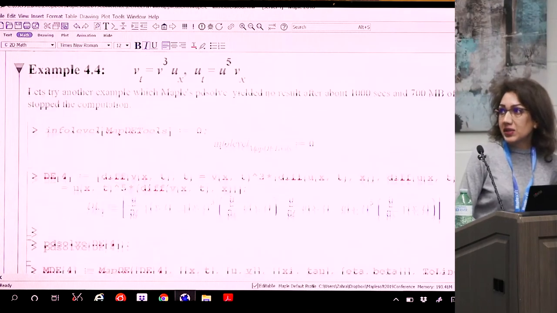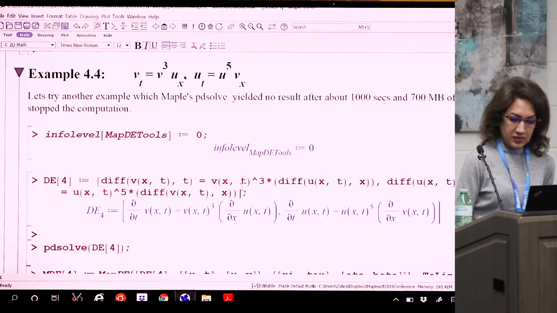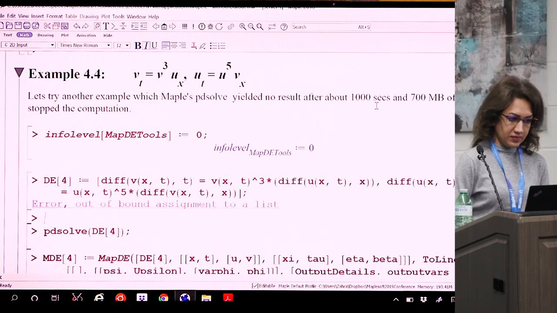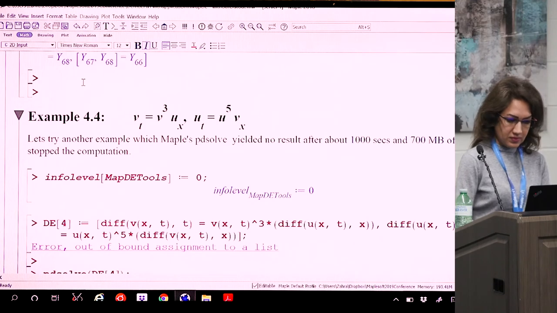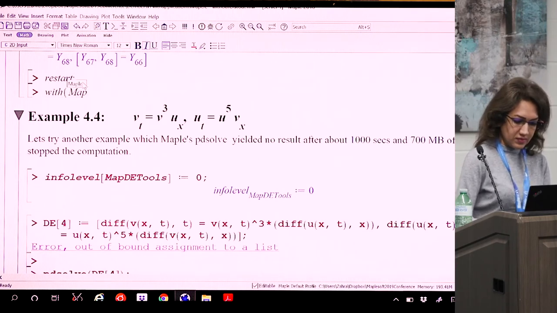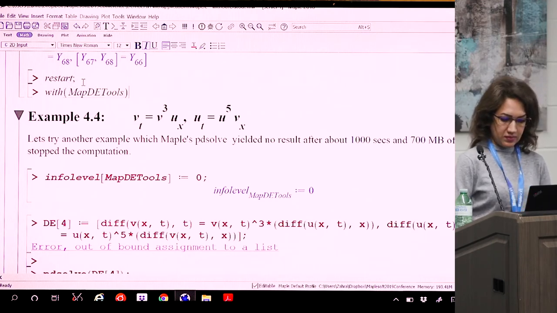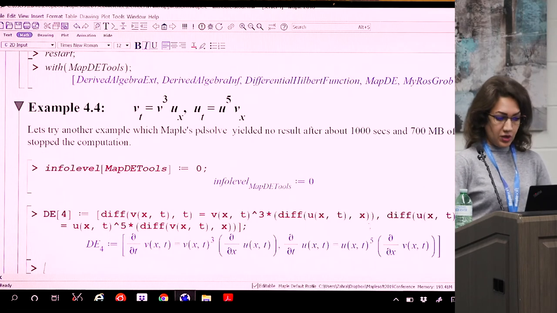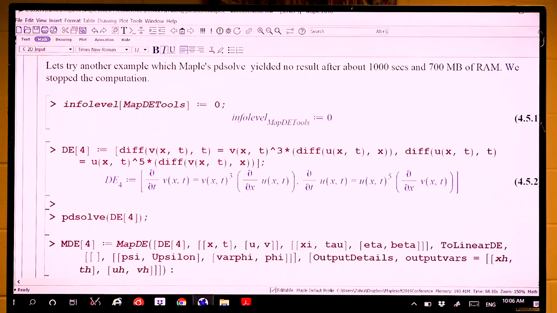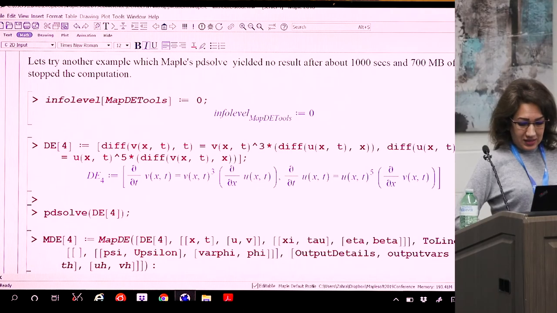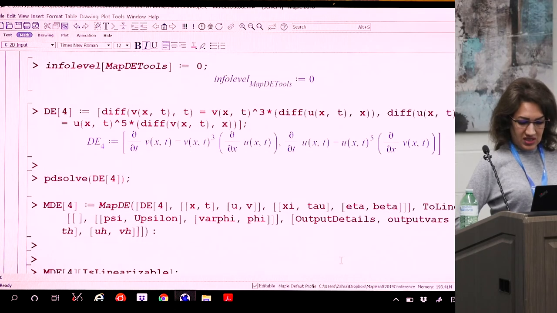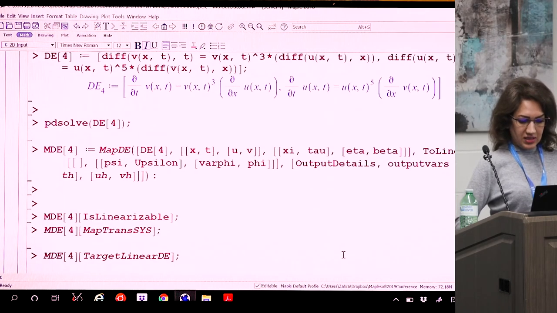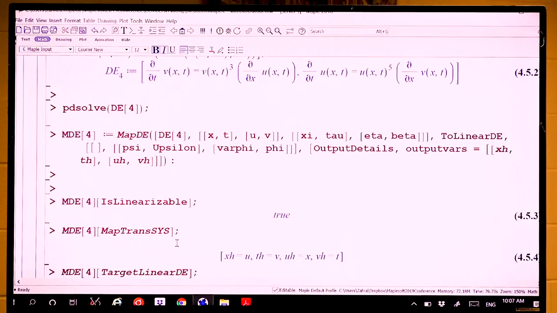And we have this PDE. Yeah, PDEsolve wasn't successful in solving that. I will not try that because we tried it once and it takes a long time and we had to stop the computation. You can try that by yourself. But by using MAPDE, it doesn't take a lot of time and it can map this PDE. Yeah, we have that. It's linearizable and it can map that to this nice system under this transformation.